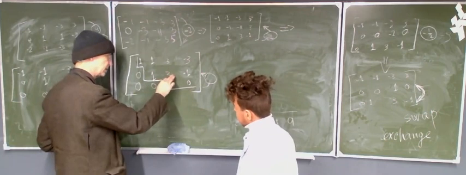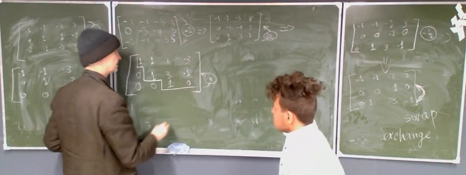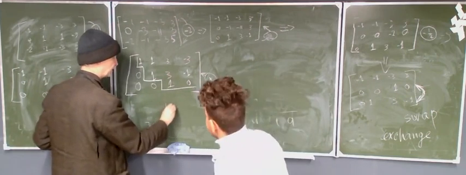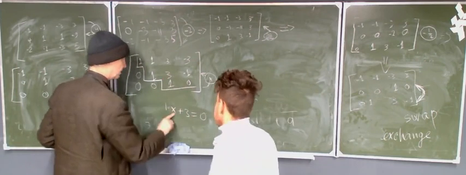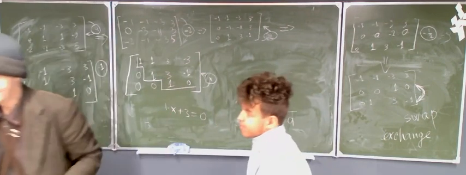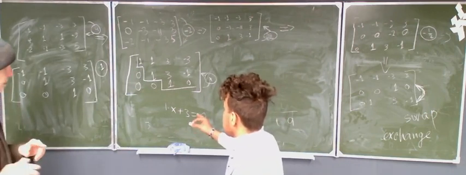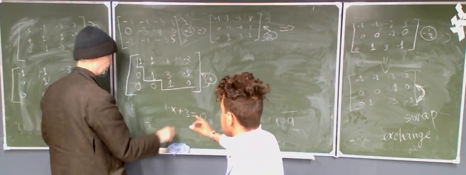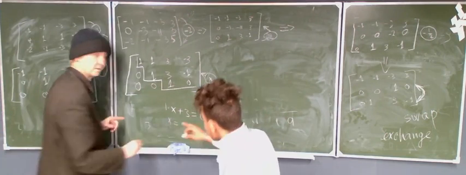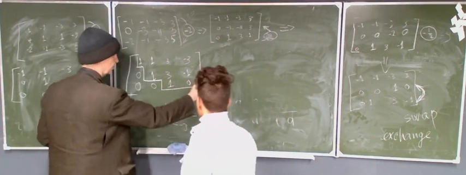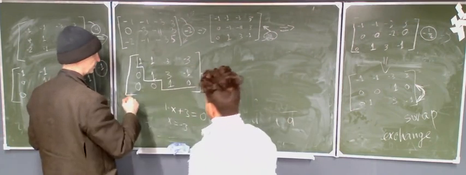We need to get here 0. Therefore, here 1 multiplied by x plus 3 should be 0. What is the x? X should be equal to minus 3. Yes. So, right here, minus 3. And just perform this operation.